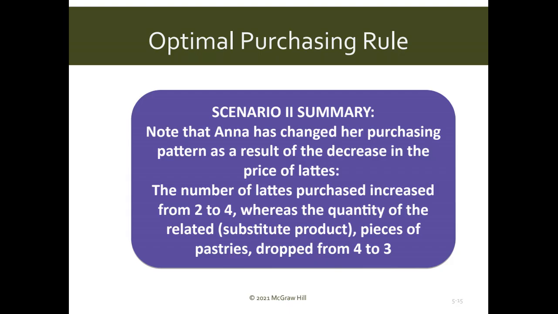Note that Anna has changed her purchasing pattern as a result of a decrease in the price of lattes. The number of lattes purchased increased from 2 to 4, whereas the quantity of the related substitute product, that is pieces of pastries, dropped from 4 to 3 because of different prices. Marginal utilities are the same, but you have to divide by different prices.